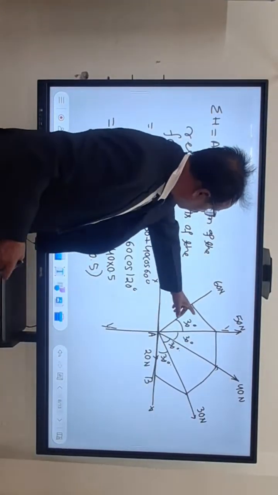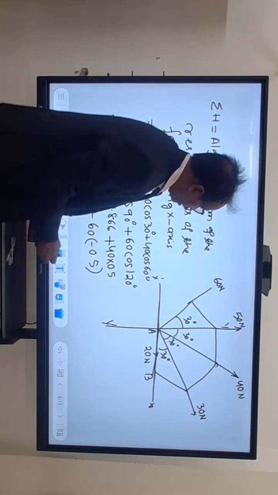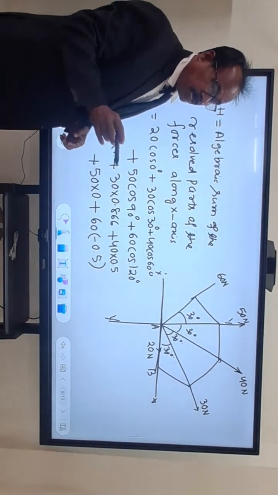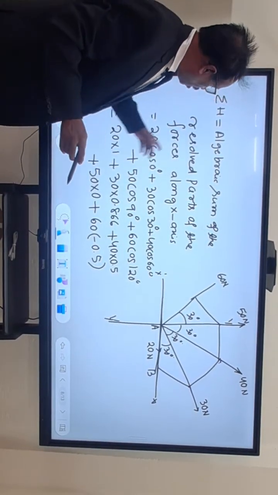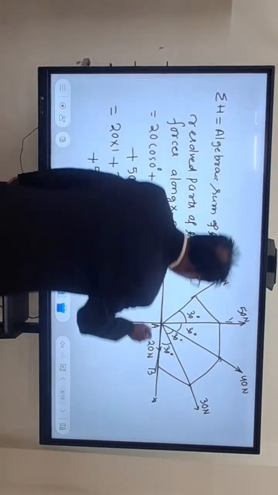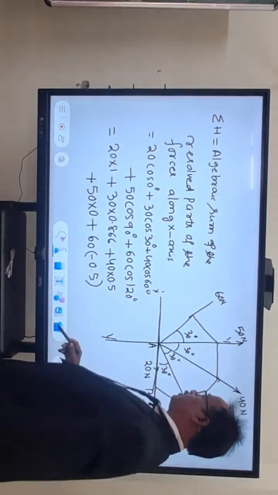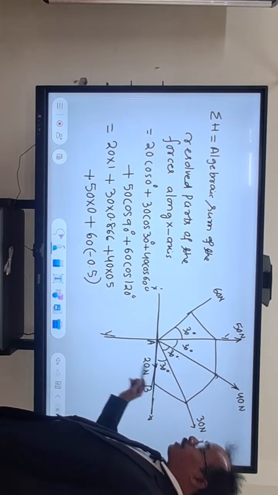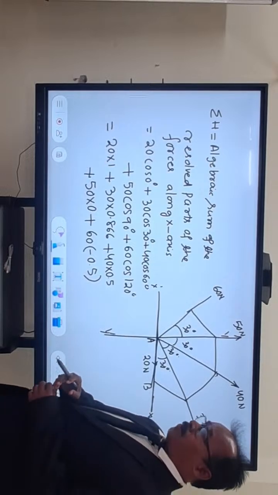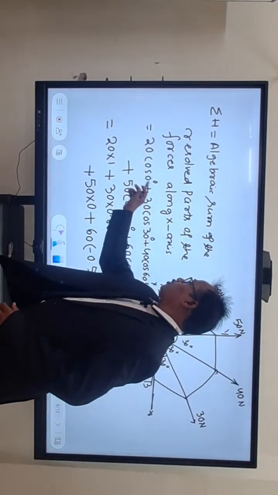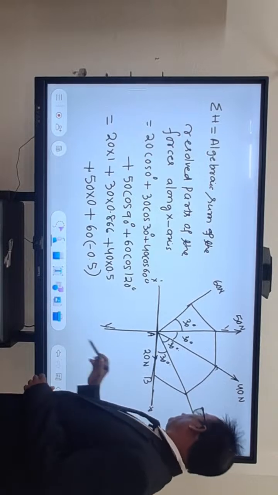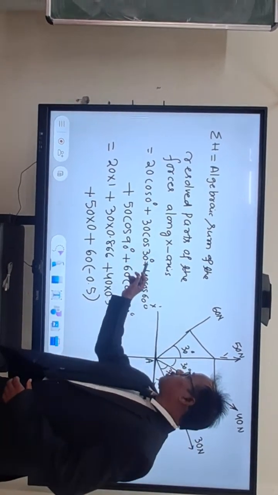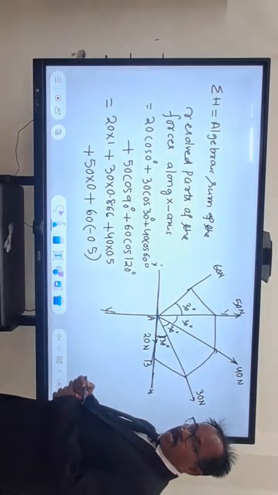This is the diagram of a regular hexagon. Here, delta H is equal to the algebraic sum of the resolved parts of the forces along the x-axis. The first force is 20. Here the angle is 0. Therefore, I am writing 20 cos 0 plus the second force is 30 Newton. Therefore, 30 cos 30. This angle is 30.